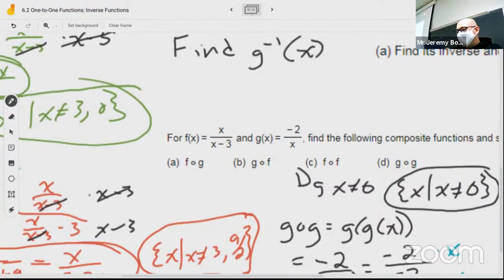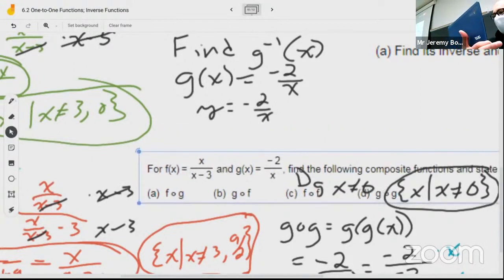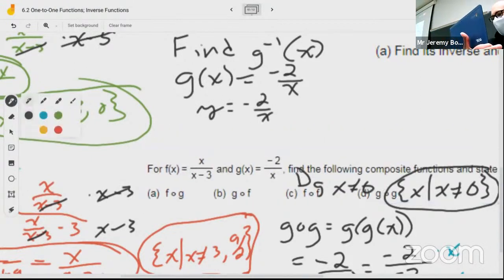So we're going to take g of x is equal to negative 2 over x. And so we're going to replace g of x with y, right? And y is equal to negative 2 over x. And then let's swap them. Let's switch colors when we swap them. So we'll have x is equal to negative 2 over y.